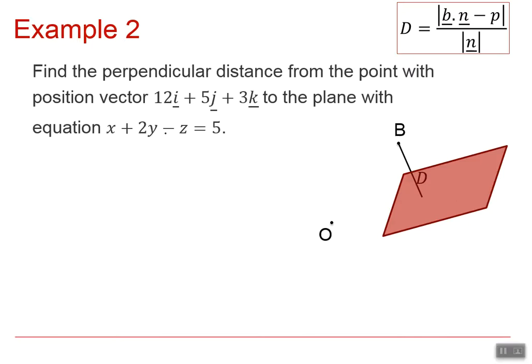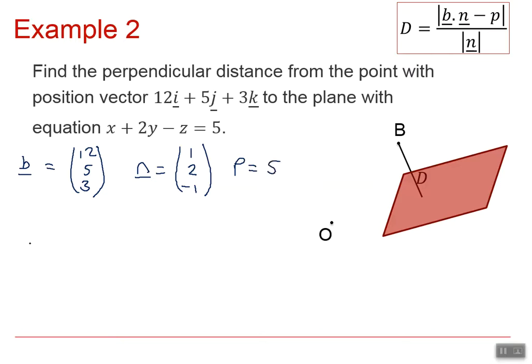Okay, so now we're going to do a similar example, but here the plane has been given in the Cartesian form, and we want to find the distance from this position vector here. So b, which is our position vector, is just (12, 5, 3). It's always easiest to do these in vector form. n, the vector normal to the plane, we can just get from this equation, and that's in previous videos. Minus 1, and p equals 5.